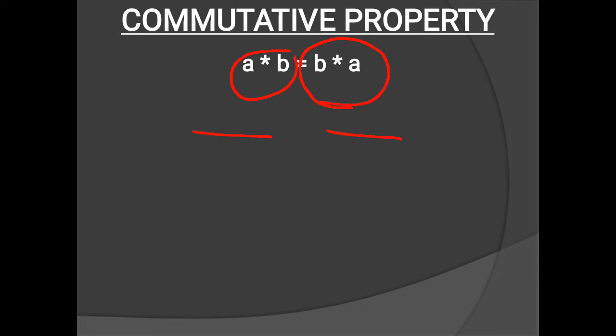2 times 3 is 6, and that should be the same as 3 times 2, which is also 6. Similarly, 2 times 5 is 10, and that should be the same as 5 times 2, which is 10. 3 plus 9 is 12. That should be the same as 9 plus 3, which is also 12. That is what the commutative property says. If I change the positions, I should get the same answer.